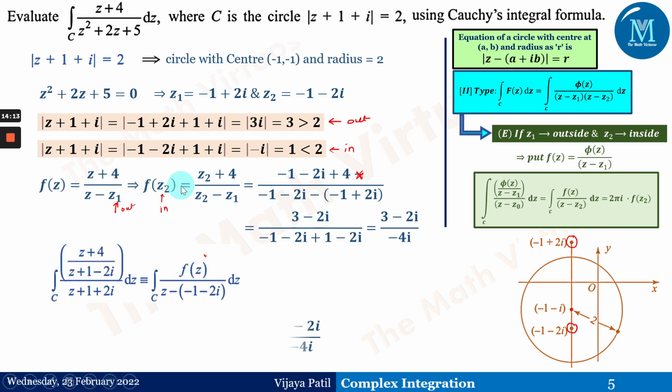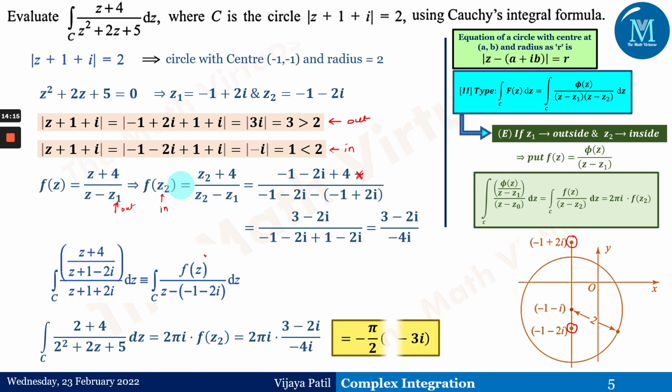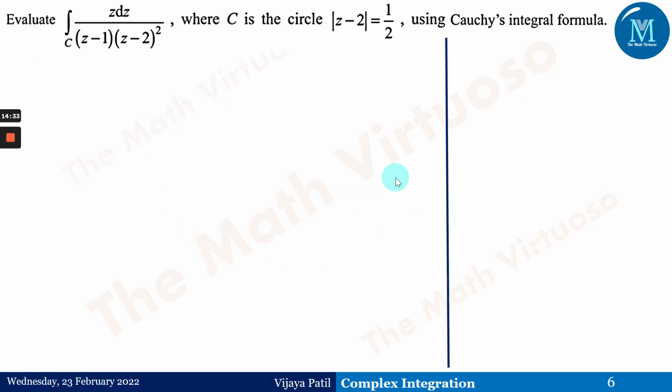Again with the same setting as before, we'll get the answer as minus pi by 2 into 2 minus 3i for this particular question. This is the answer. We get it again as type 2 part E. And every time we are dealing with a different type of question and a different set of values.